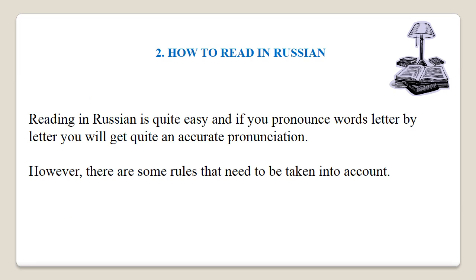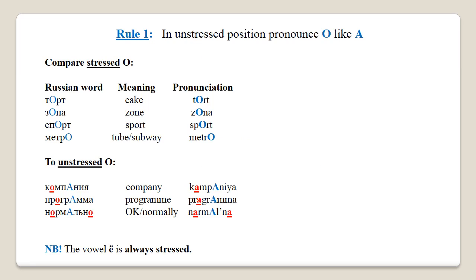Reading in Russian is quite easy, and if you pronounce words letter by letter, you will get quite an accurate pronunciation. However, there are some rules that need to be taken into account. We will see how Russian words can be transcribed using English letters, and at this stage it will help us learn how to read in Russian. Now, the first rule that we will learn is the unstressed O rule, which states that in unstressed position, we pronounce O like A. Let's have a look at how this rule can be applied.